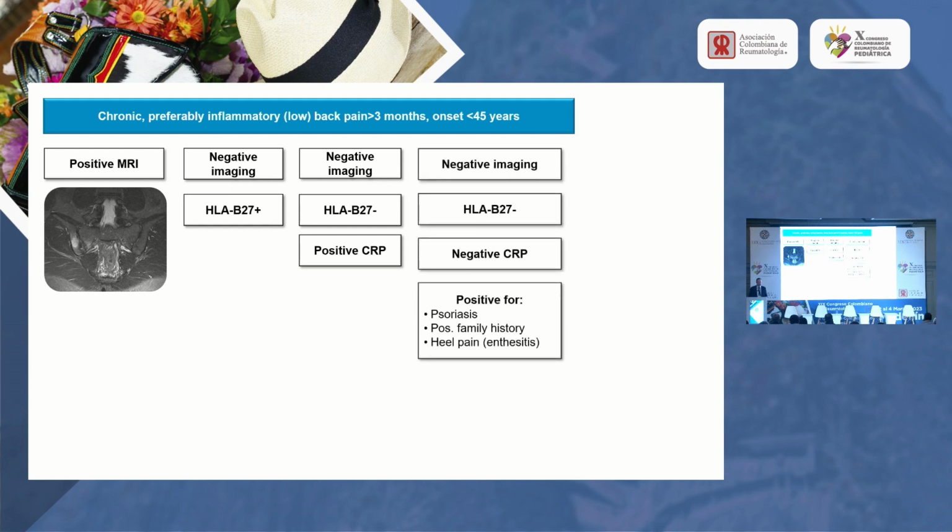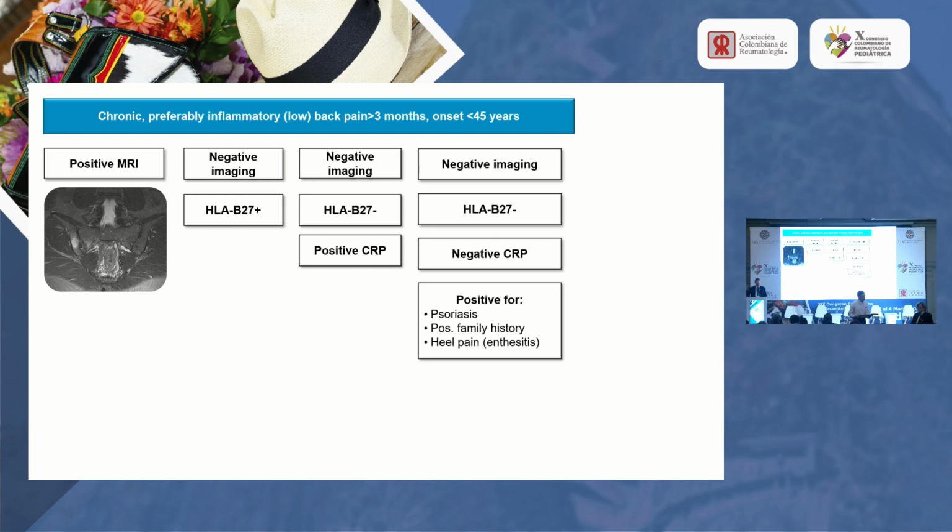And you may also have the situation that the same patient is negative on MRI, negative on B27, negative on CRP, but comes in and has psoriasis. Or in addition has positive family history. The father has ankylosing spondylitis. And also has enthesitis. Which of those four patients is more probable to have spondyloarthritis?